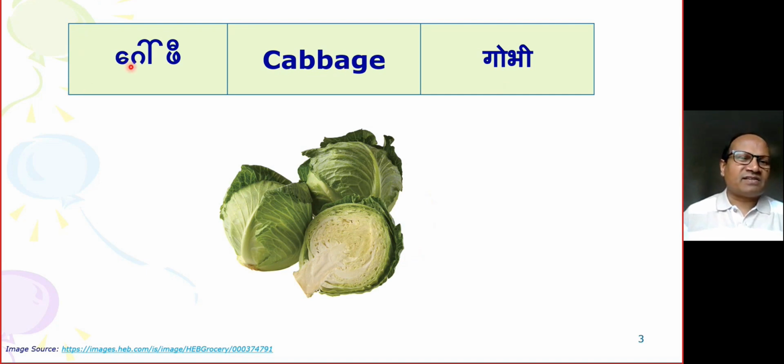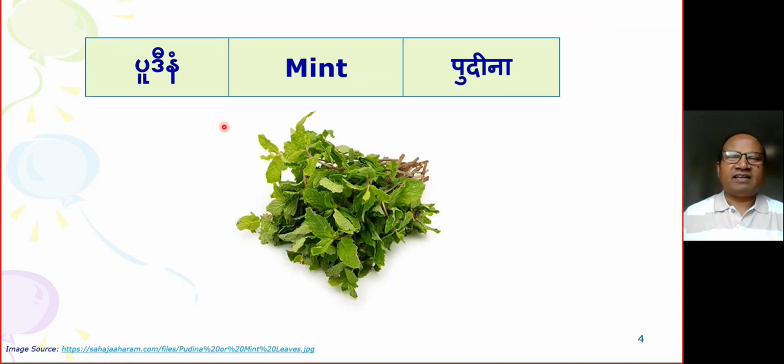Similarly, Gobi. This is actually G, Gobi. This is Bha, Gobi. So Gobi is common, but of course this is Patta Gobi, what is called cabbage. So cabbage is common in both, Gobi in Burmese and Hindi. Similarly, mint leaves, Pudina. This is Pa, Pudina. Pudina is common in Burmese as well as Hindi.